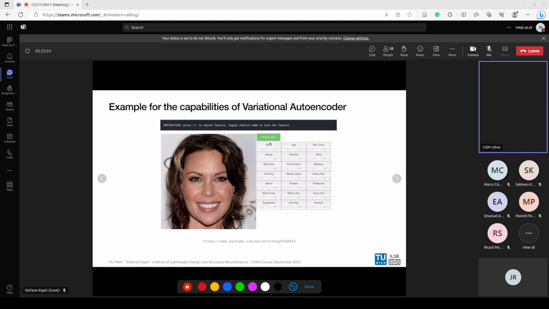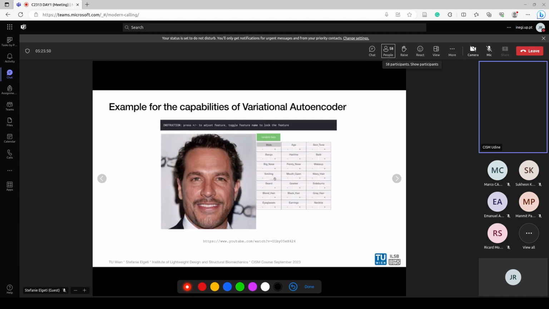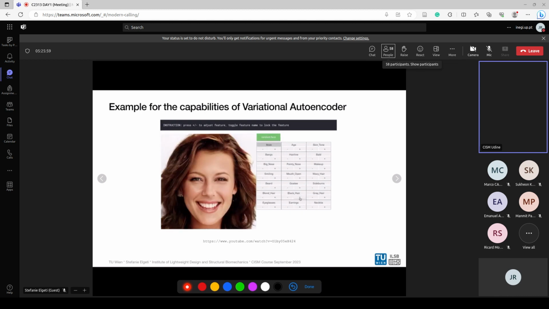And I have this example video of what a variational autoencoder can do. So here you see a photo of a person, and here you see different attributes like male, age, skin tone, hairline. And then actually you can adjust these features and you can actually generate new images. So if one could do the same thing for shape optimization or form finding, that will be very nice.